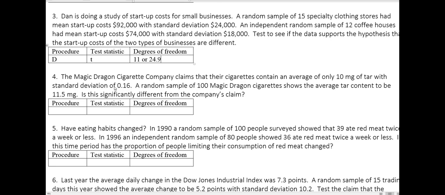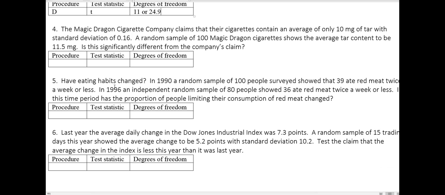All right, number 4. The Magic Dragon Cigarette Company claims their cigarettes contain an average of only 10 milligrams of tar with a standard deviation of 0.16. A random sample of 100 cigarettes shows the average tar content to be 11.5. Is this significantly different than the company's claim?